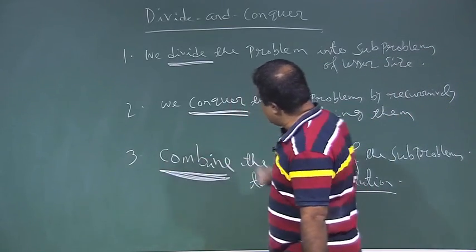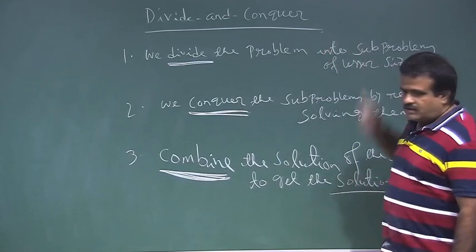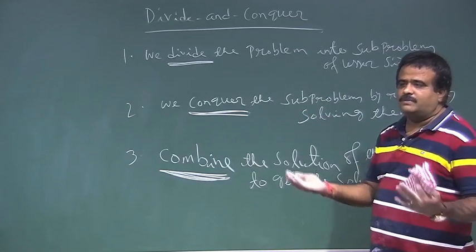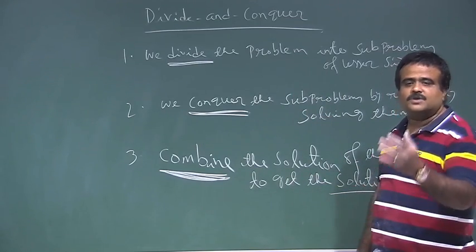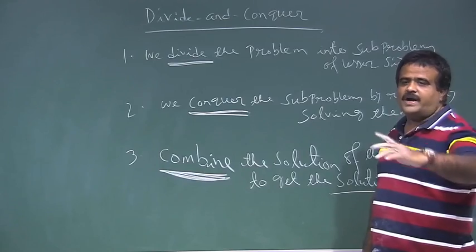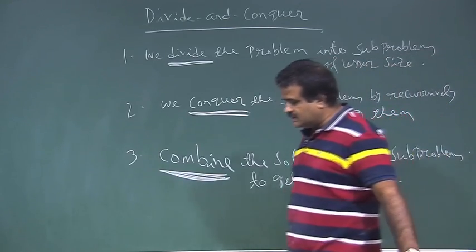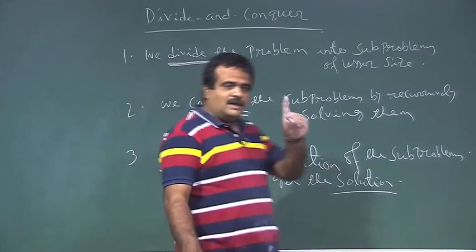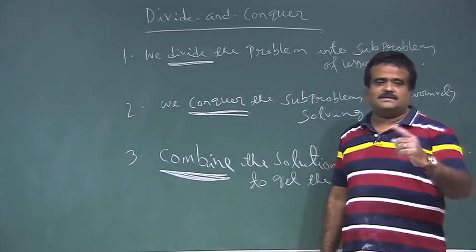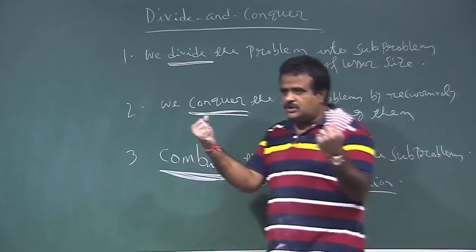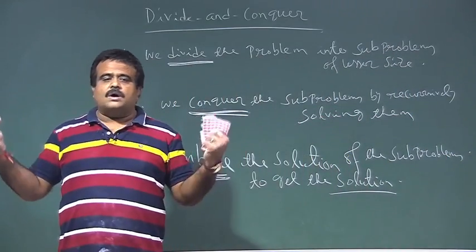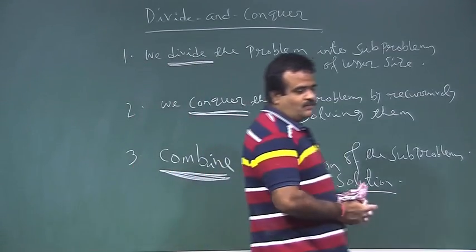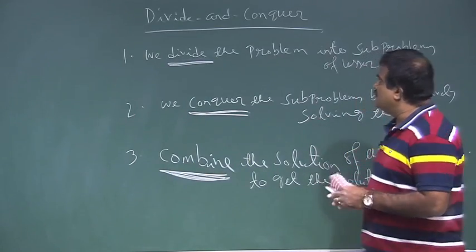So any divide and conquer technique has 3 steps basically. In the divide step, we divide the problem into subproblems. Suppose we have a problem of size n, we divide it into subproblems which are of lesser size. Then we recursively solve these subproblems by calling the same function recursively, that is the conquer step. Then once we have the solution of these subproblems, we combine them to get the solution of the whole problem. So these are the 3 fundamental steps for any divide and conquer approach.